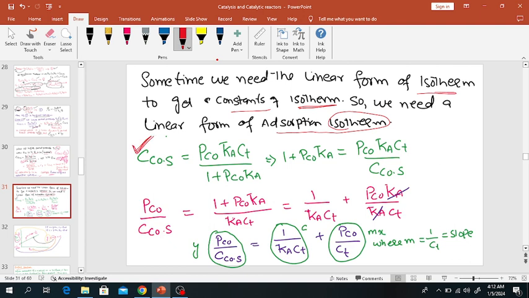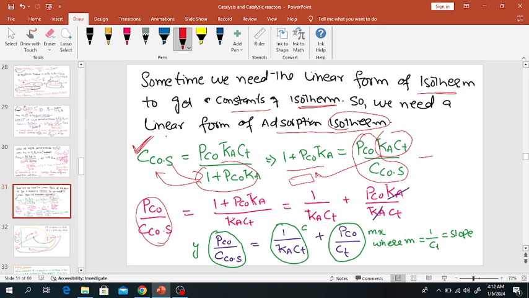To get the linear form, we will rearrange this equation. This term will go to this side, and this term will go to this side. The partial pressure divided by the adsorbent uptake goes to one side, and this term goes to the other side, so we get this equation: P_C divided by the catalyst uptake equals 1 divided by K_A C_t plus P_C divided by C_t, where P_C is the partial pressure of carbon monoxide in the gaseous phase.